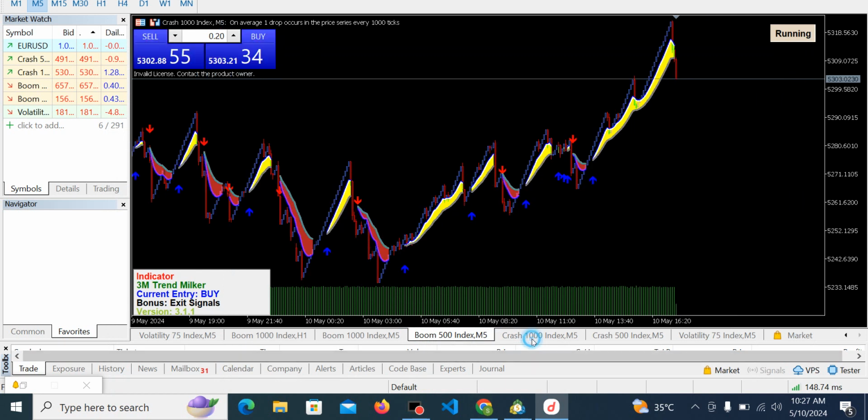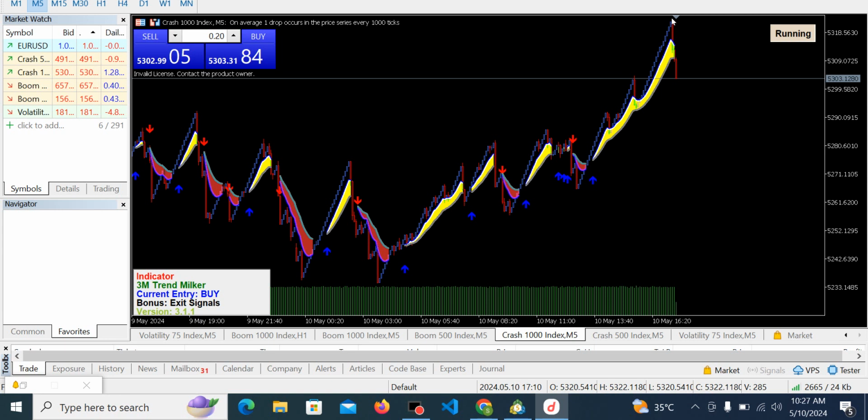Next asset is going to be Crash 1000. From this support zone, it started an uptrend, and you can see it buying and buying because of this yellow flag and the blue arrows. It shows that the market is on uptrend, and it gave us so many buying signals. And of course, this has been buying since then. It got to this resistance and it has not been able to break out above it.